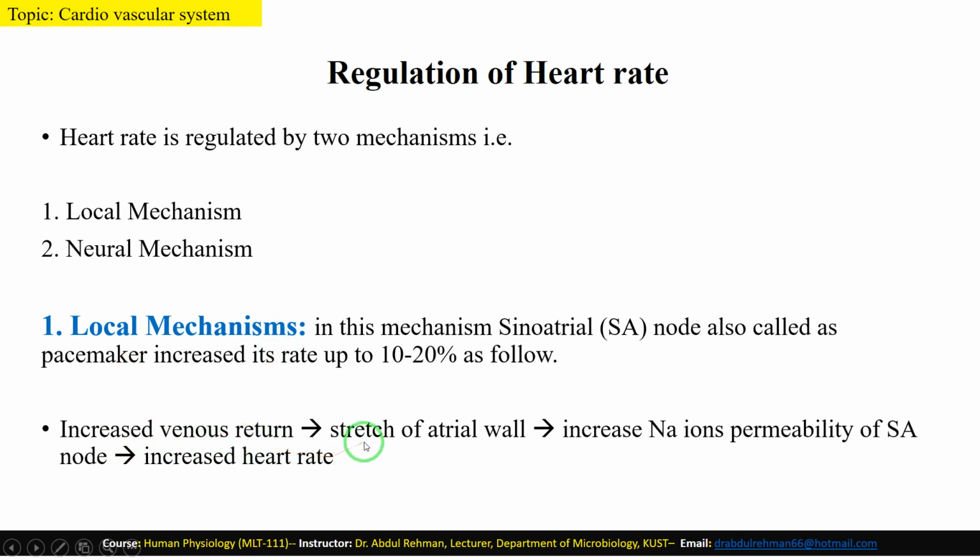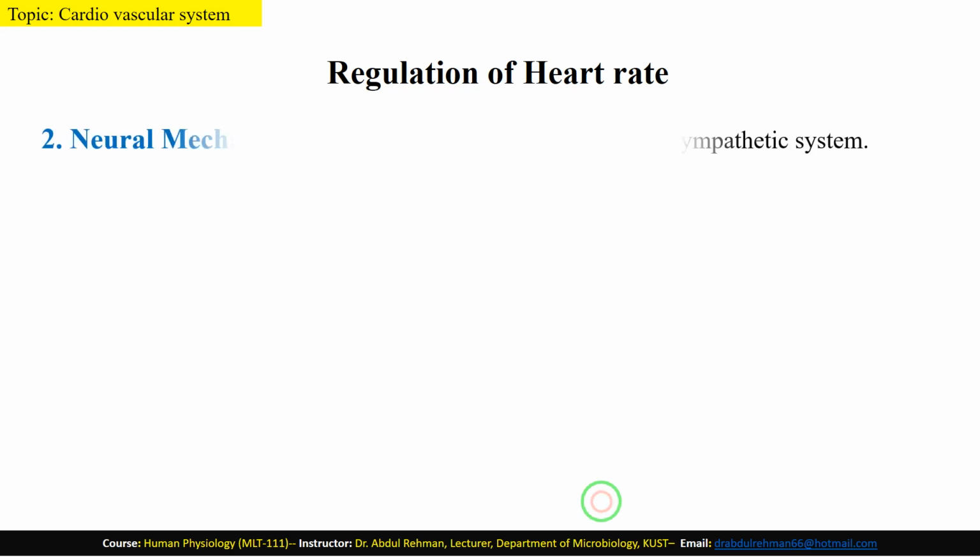As a result, there is a stretch on the right arterial wall, which increases permeability of sodium ions into the SA node. As a result, it increases the heart rate. So this is the local mechanism of how the heart rate is increased. While in the neural mechanism, sympathetic and parasympathetic systems are involved.